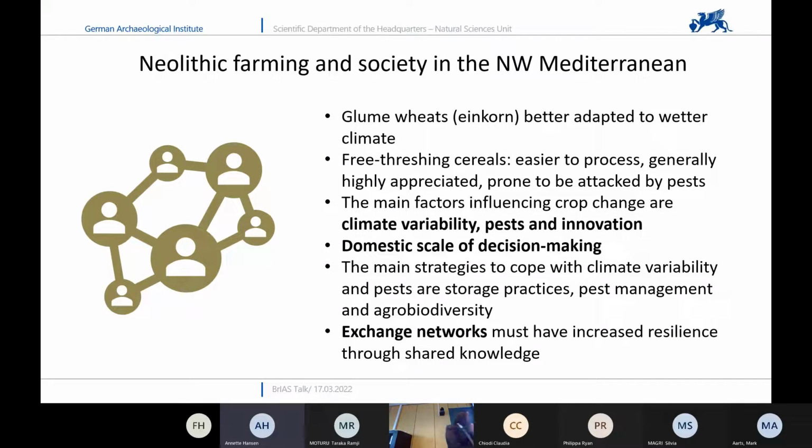basically are considering risk factors affecting these decisions in changing crops on the basis of climate variability and pests. Innovation, of course, plays an important role, but within the Neolithic, we don't have huge technological innovations. But in theory, we can assume that we have a domestic scale of decision making. So this could make the patterns very difficult to recognize, but as we will see, there are actually broad scale patterns. So that stays at a more nuanced level, this domestic scale of decision making.